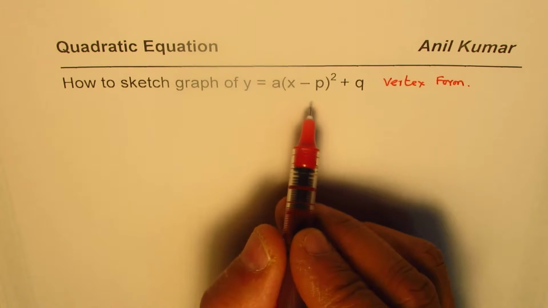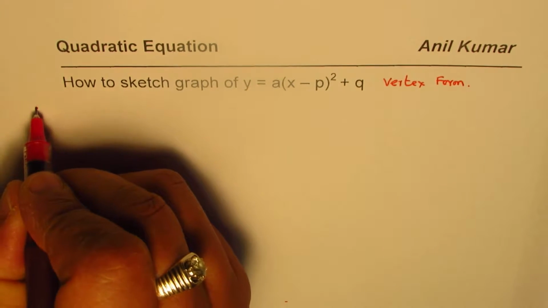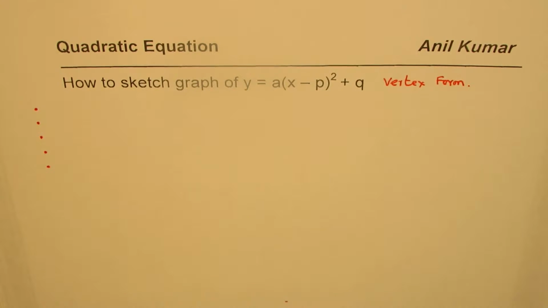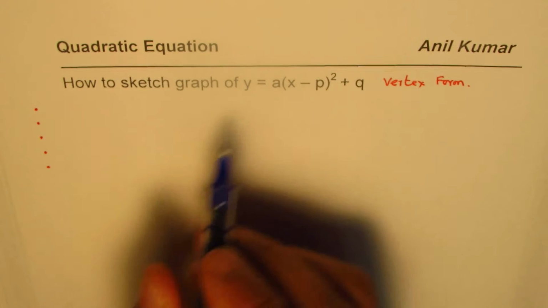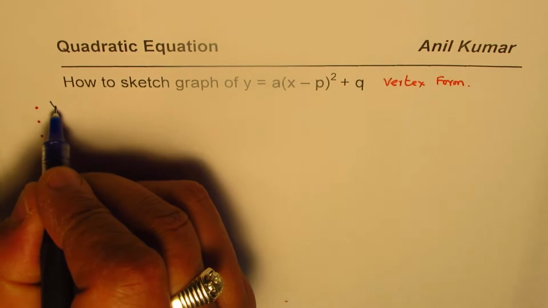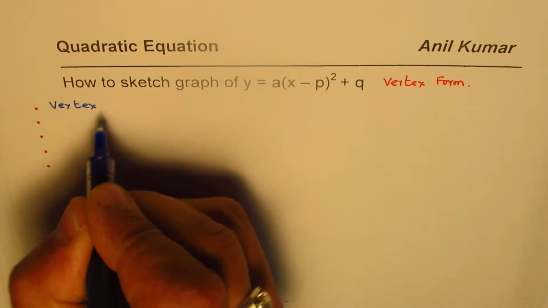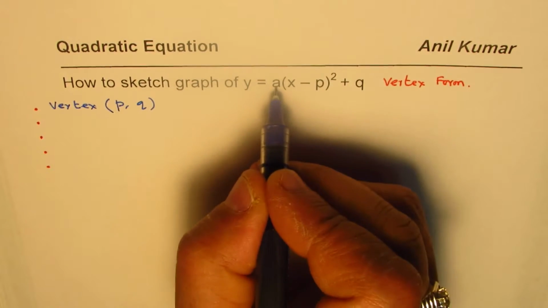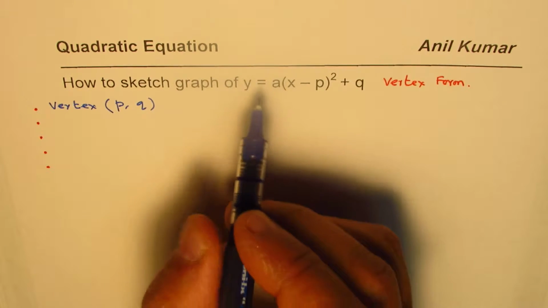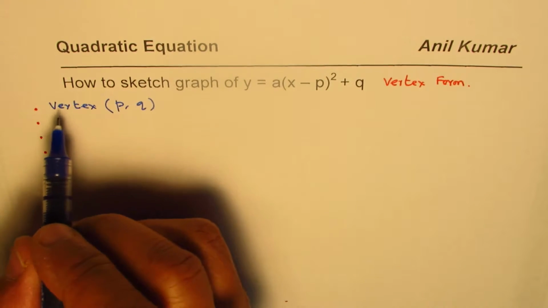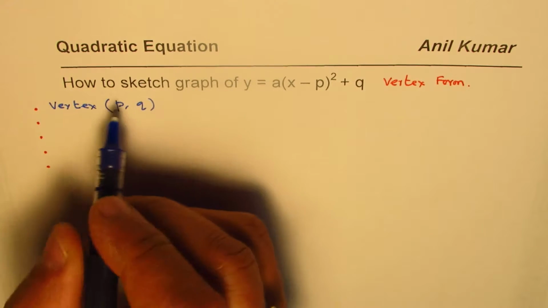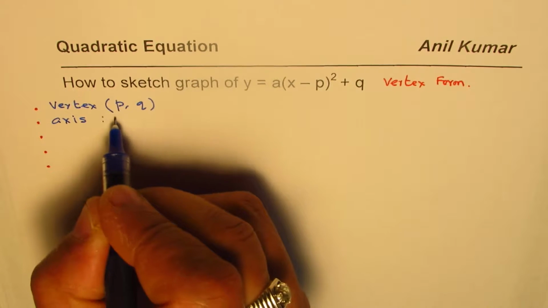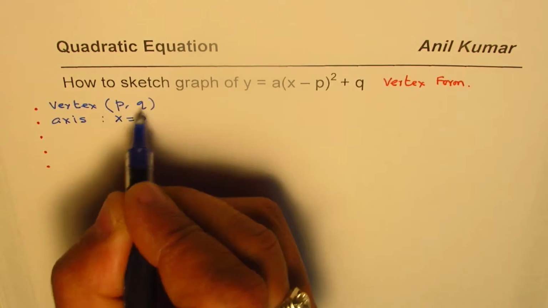Now from this equation, what information do you get? Let us list all the information we get from such an equation that is going to help us sketch the graph. From this we can find the vertex. Vertex is at the point (p, q). The value of a gives us the stretch factor. Vertex gives you (p, q), and the p value is the axis, so the axis of symmetry is x equals p, the x value of the vertex.